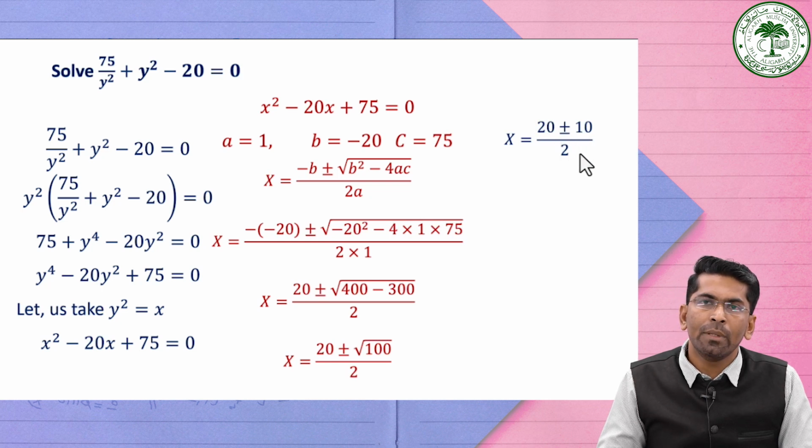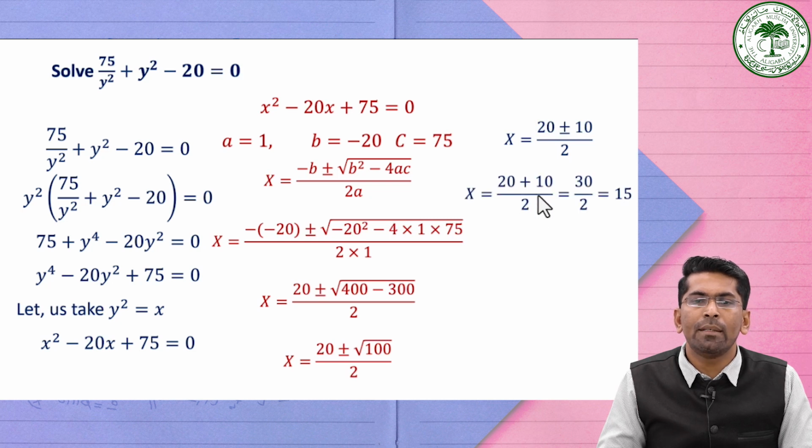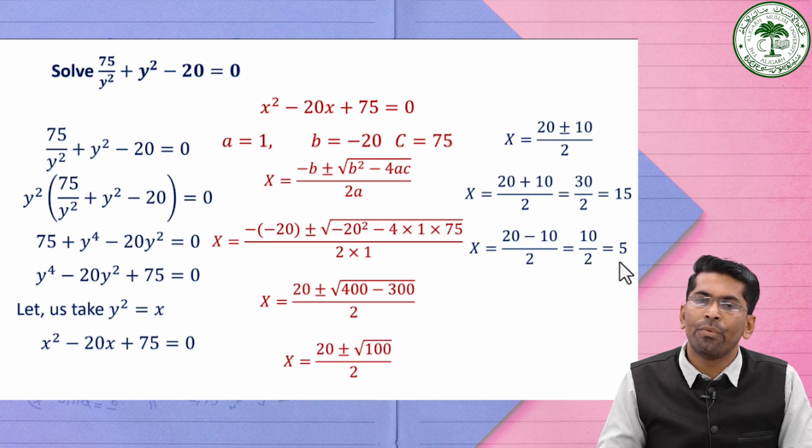So we can have the values for x. That is 20 plus 10 divided by 2, that is 30 divided by 2, which is equal to 15. Similarly, we have x is equal to 20 minus 10, because it is plus or minus. So it is 20 minus 10 divided by 2, which is equal to 10 divided by 2, which is 5. So our values for x here are 15 and 5.